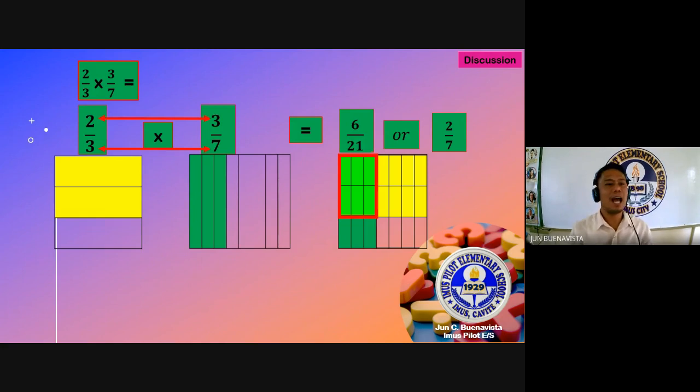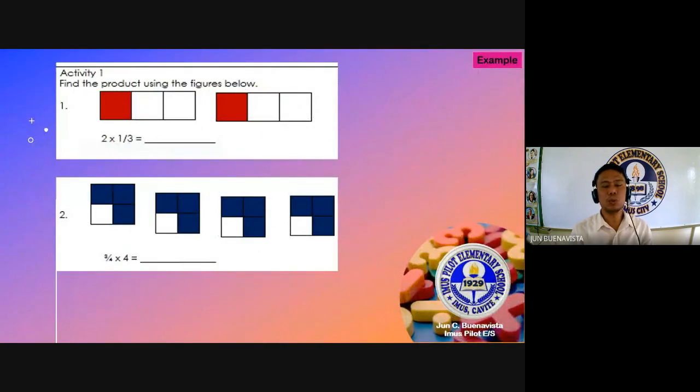So now let's have another example. So look at this. We have 2 times 1/3. So we are going to multiply. Let us count the number of shaded parts. How many? We have 2 shaded parts. So that is 2. Then how many parts is a whole divided into? It is 3. So therefore, our answer is 2/3. And if we are going to illustrate our answer, the illustration goes like this. All right, so we have now 2/3.